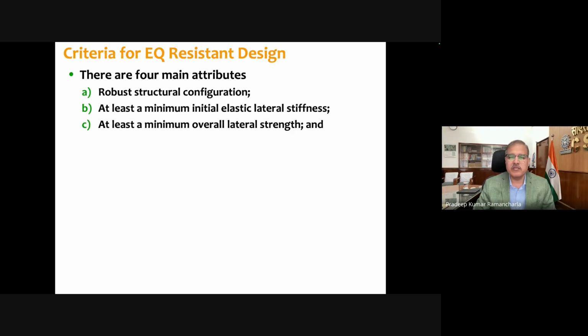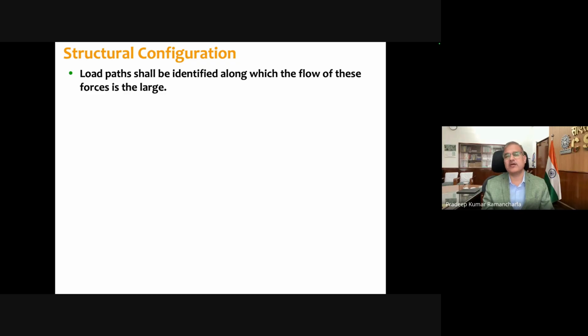So what is the minimum allowable overall strength? And then the fourth one is adequate ductility. Ductility means even after the structure has crossed the yield limit, how much it can sustain. So that is toughness. These are the 4 main attributes. Because of the paucity of time, I'm planning to cover the first one in detail. So let's look at structural configuration.